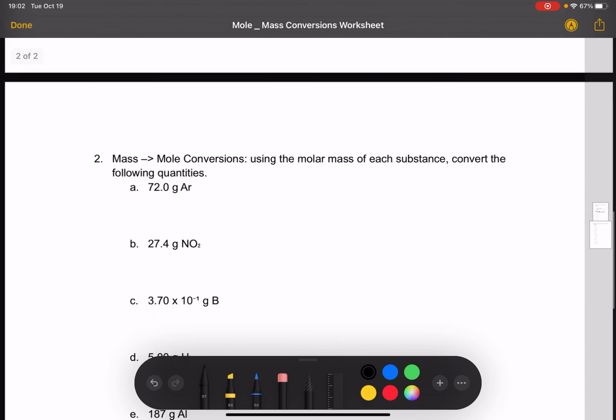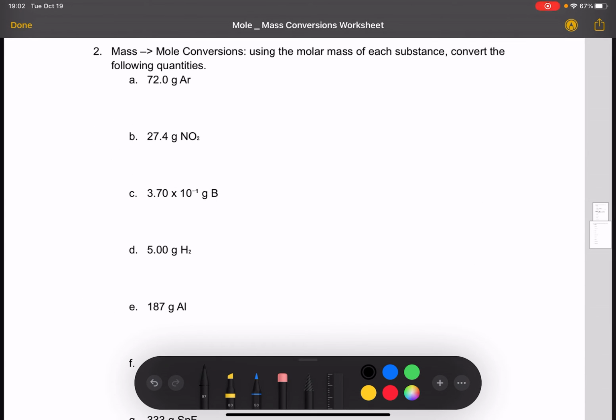So let's move on and work backwards. Say we are given the weight, or the grams, of a substance. We need to calculate how many moles that is. Let's start with argon. Let's figure out our conversion factor first. We're going to write it backwards this time. There's 1 mole of argon per 39.95 grams of argon.